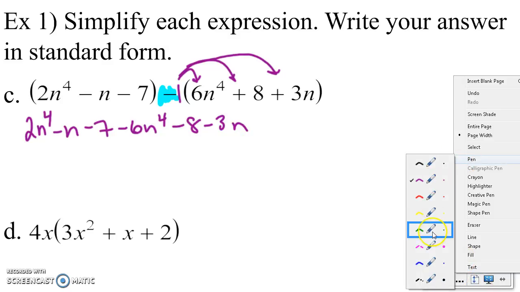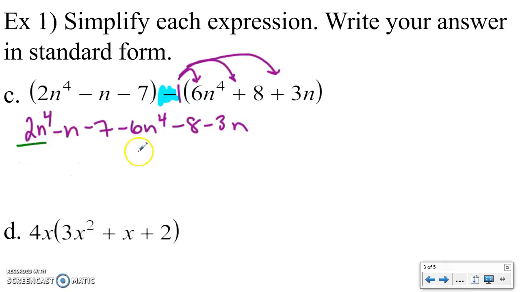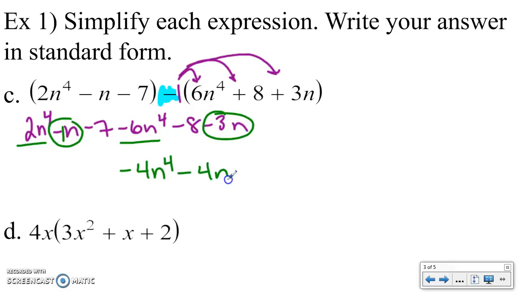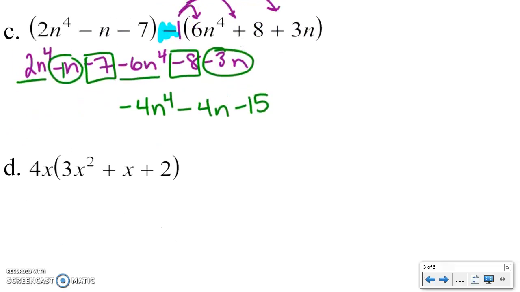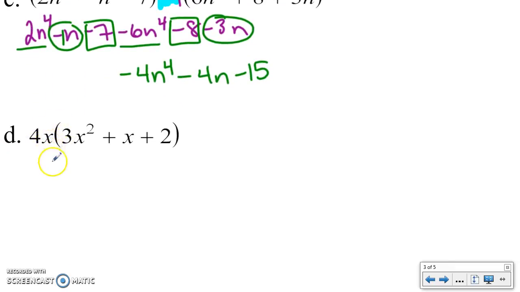I can go ahead and combine my like terms, starting with my biggest exponent, so n to the fourth. So 2 and -6 gives me -4. And then a -1n and -3n give me -4n. And then -7 and -8 give me -15. So if there's a minus sign in the middle, remember we have to change our signs in the second group and then combine like terms. If there's a plus sign, we just combine like terms right away. And if there's not two groups of parentheses, or there's not a sign in between, we need to multiply.